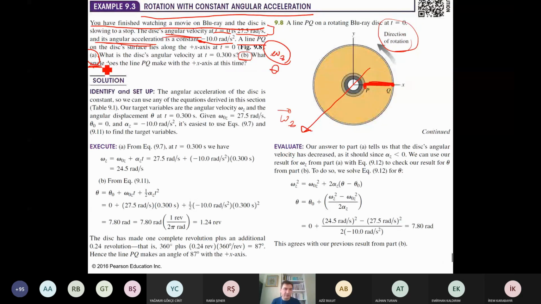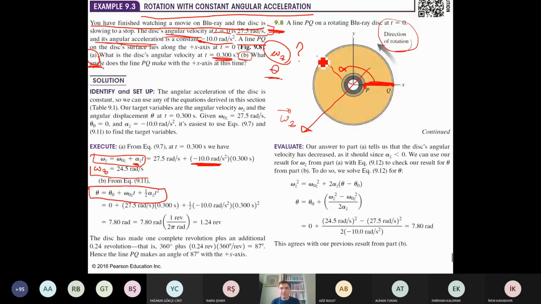You can use these two equations to calculate these questions for constant angular acceleration. One is angular velocity. Initial angular velocity is known, which is given here, and time is given, 0.3 seconds. Okay, put the values here. Don't forget here we have alpha z, which is angular acceleration, given with a negative number because the Blu-ray is slowing down, okay? Then put minus here. Then finally you can calculate omega z, which is equal to 24.5 radian per second.